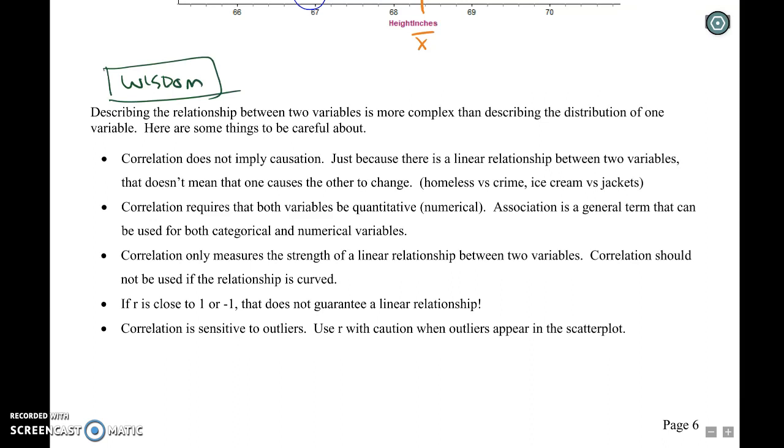Describing the relationship between two variables is more complex than describing the distribution of one variable. Here are some things you need to be careful about. We're going to talk more about this, but this is a big one: correlation does not imply causation. Just because there's a linear relationship between two variables does not mean that one causes the other to change.